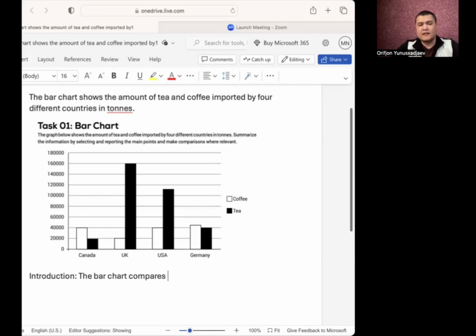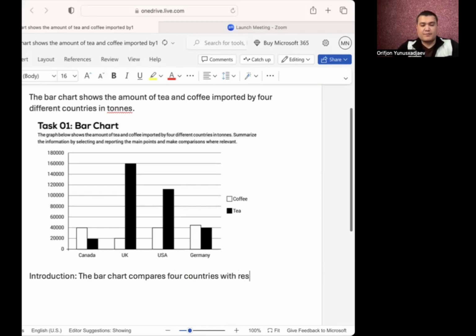Like, for example, I can write the words how much when I see the word amount, okay? But I will write differently this time. The bar chart compares what? So I can say 4 countries, right? So the bar chart compares 4 countries. In terms of, right? I can say in terms of the amount of tea and coffee imported or whatever, but let's use other alternatives instead of saying in terms of.